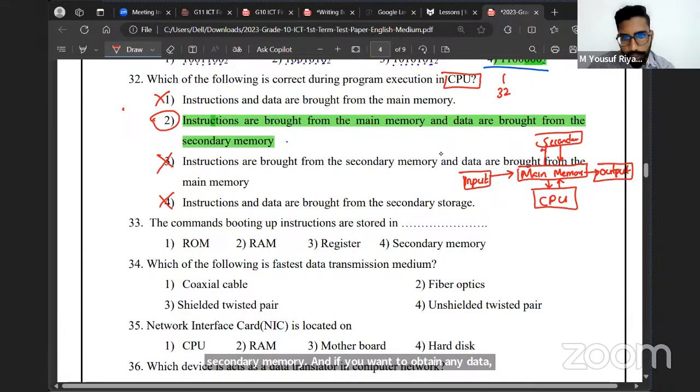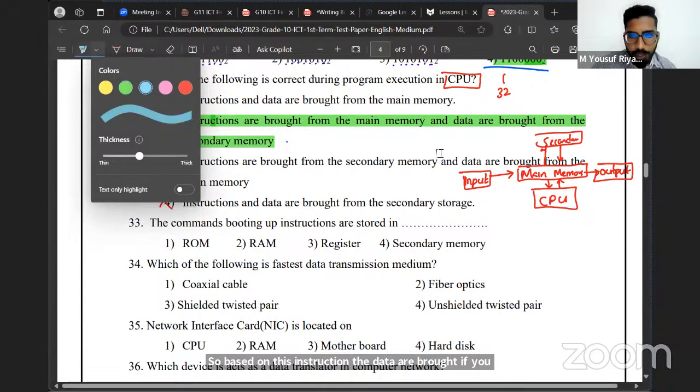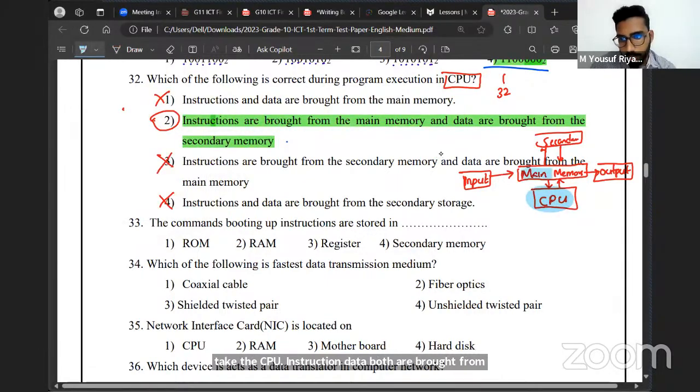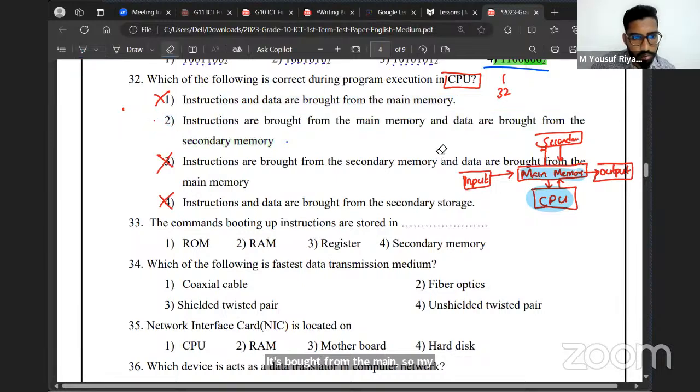So based on this, instructions and data are brought. If you take the CPU, instructions and data both are brought from the main memory. From the CPU's perspective, it's brought from the main memory. So my bad. The answer is going to be the first one, not the second one.